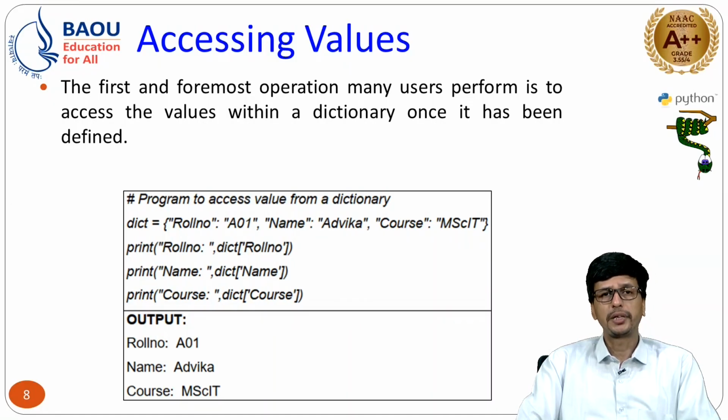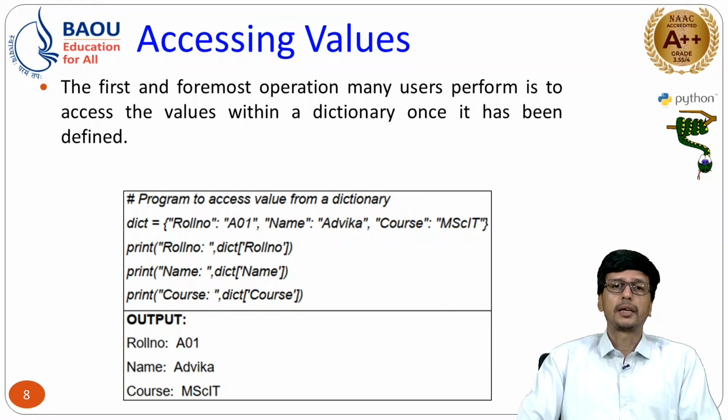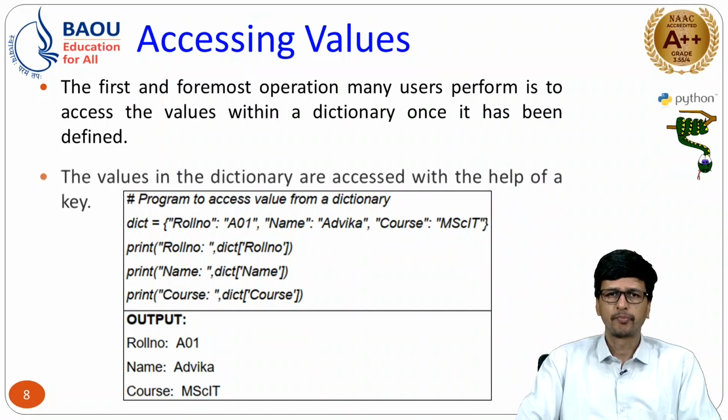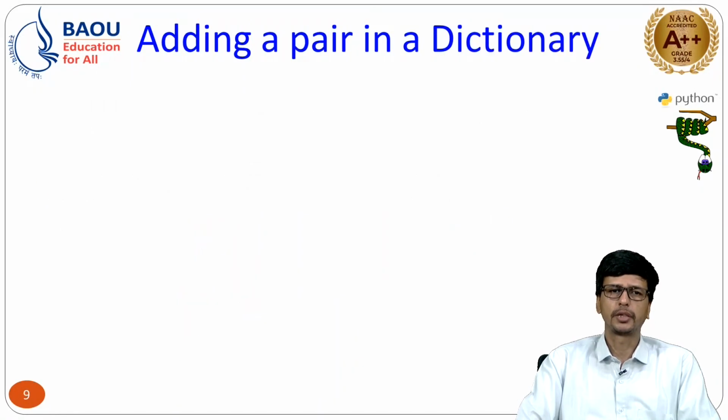Then after, you can print those values with the help of your dictionary name, in our case dict, and then mind well, here we have to use the square bracket. Instead of an index value, you have to put the key here. So whatever the key, here in this case roll number, then name, and then course. One by one, the values associated with those keys are displayed here. This way you can access values from the dictionary.